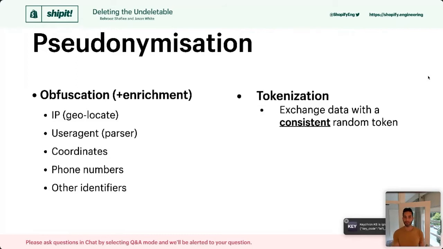In tokenization, the raw value of PII is exchanged with a consistent random token. And this consistency is a key property. That means if you see the same personal information, you're going to get the same token again and again. And these tokens are exchangeable for the actual PII value. So this was a lot to process. Let's see an example of this pseudonymization in practice.